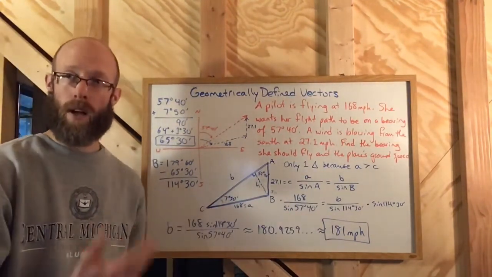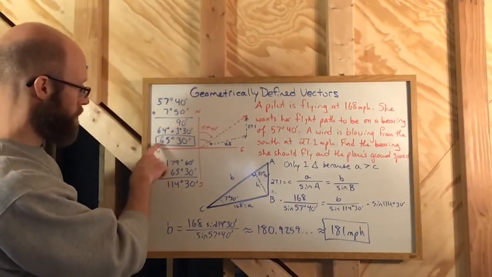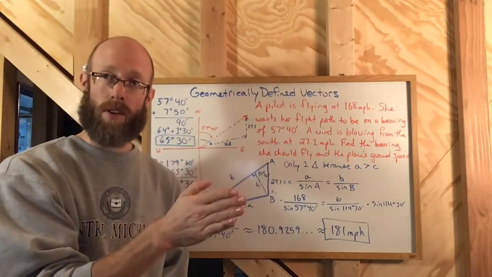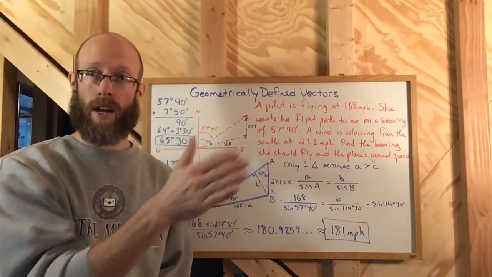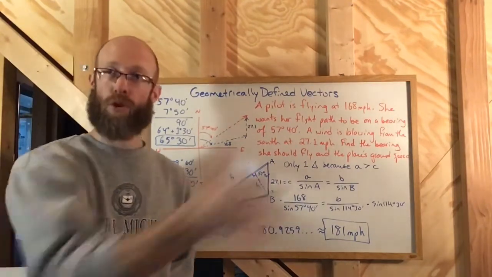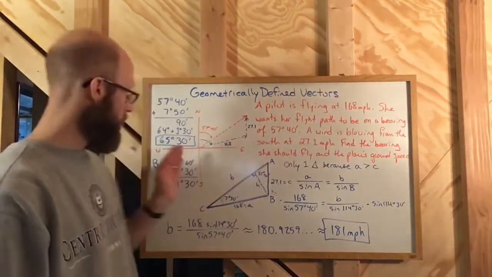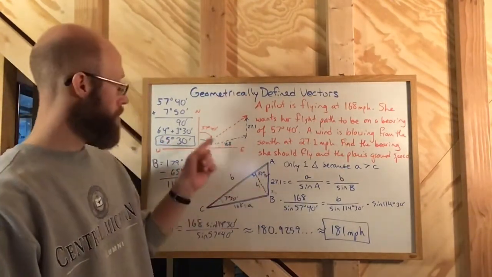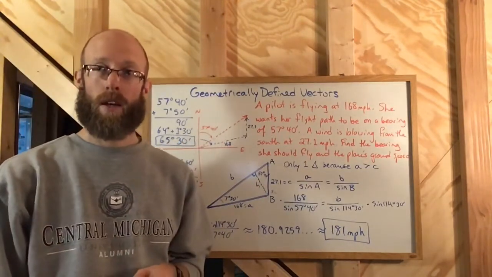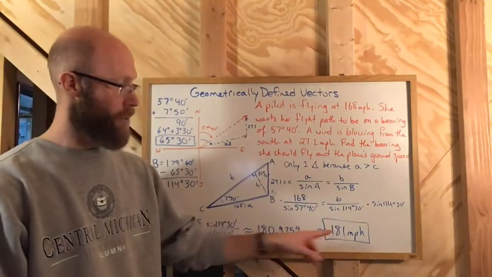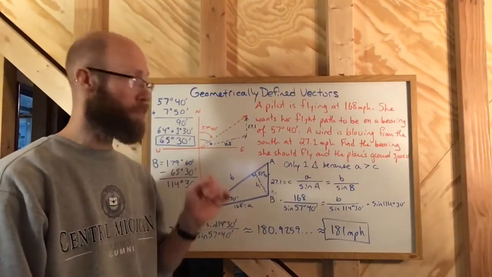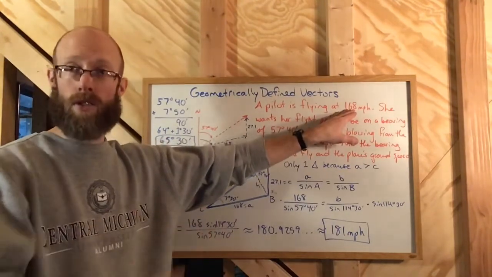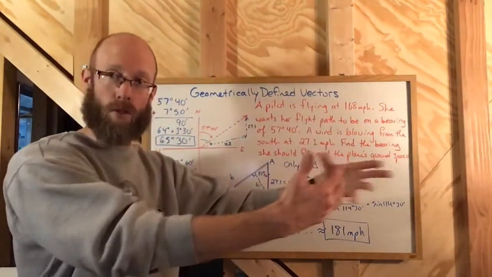So if she wanted to know then what angle she actually needs to point the plane at to get to her desired angle, it's going to be different than where the desired angle is, right? Because the wind is pushing her as well. So she points the plane at a bearing of 65 degrees 30 minutes, and she's going to actually travel at a bearing of 57 degrees 40 minutes. She's also going to be traveling with a ground speed of 181 miles per hour, even though she's flying at 168 miles per hour because the wind is giving her an extra boost.